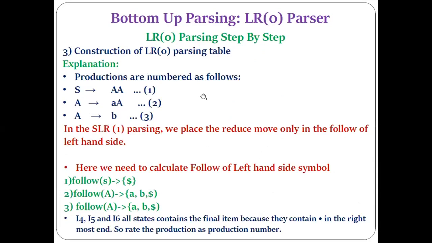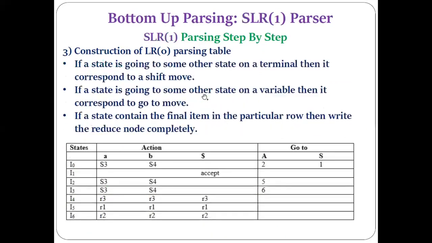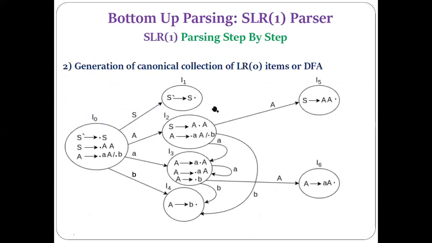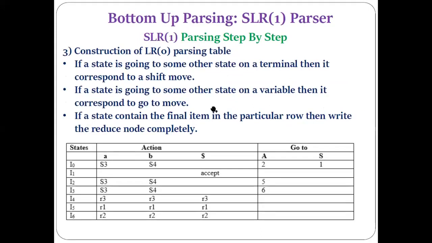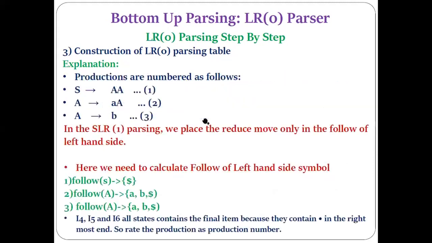So the second step we have finished. The second step is the canonical collection of LR0 items. Now the third step is constructing the parsing table, the SLR1 parsing table. In order to construct the SLR1 parsing table, in the usual way you have to number the productions like this: 1, 2, 3. Similarly, we have done this in LR0 also.